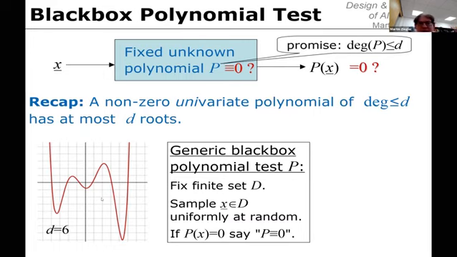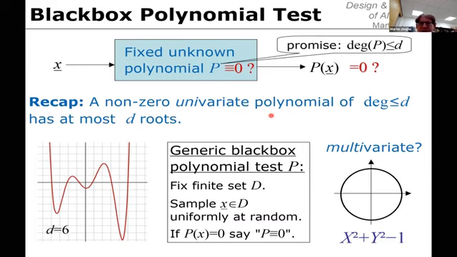But this is not true in the multivariate case. In the multivariate case, this is a simple polynomial of degree 2, but it has more than 2 roots, many more. Actually, it has infinitely many roots, namely all the points on the unit circle are roots of this polynomial. On the other hand, if you take a random point from the plane, then it's very unlikely that this point lies on the unit circle. So the generic black box test in this special case will still give the right answer with very high probability, actually with probability 1.